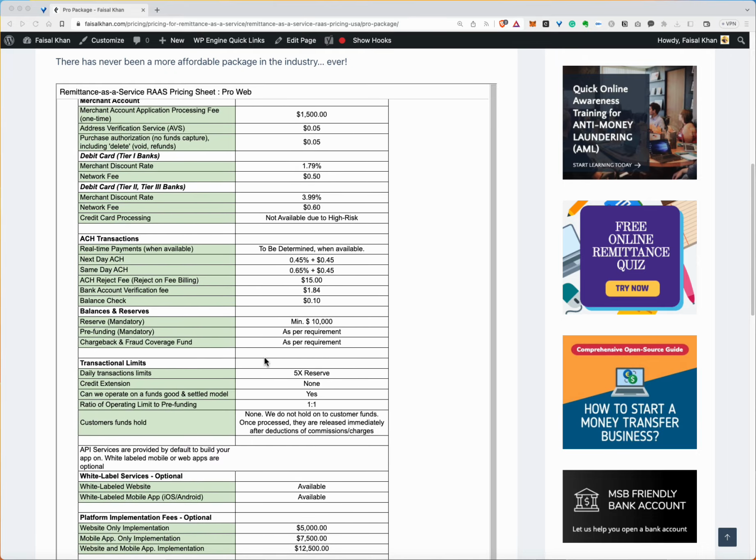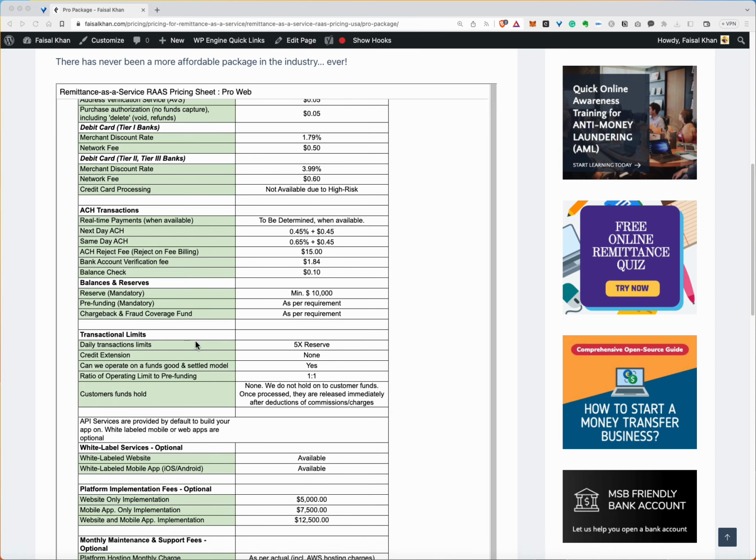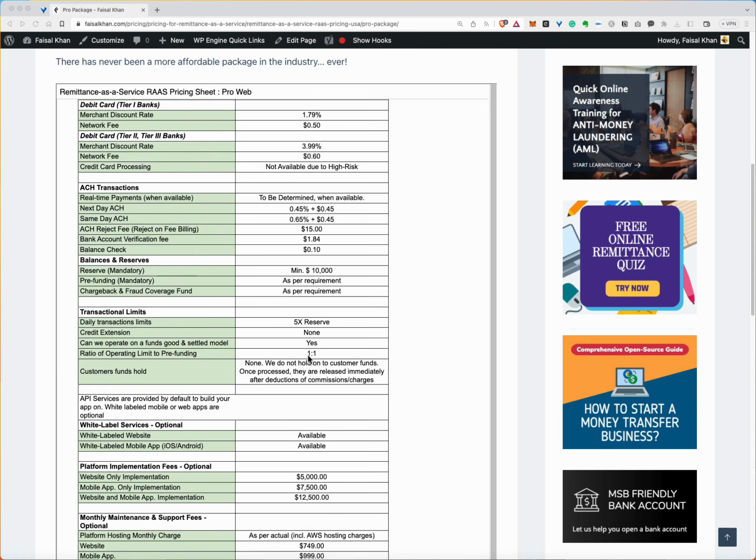Pre-funding, of course, since no one is going to fund their own money just to give you a RaaS service, you have to pre-fund. As per the requirement of the solution provider, it will be there. Chargeback and fraud coverage as per requirement. Typically, this is about 1 day's worth, or maybe $5,000 or $10,000 or $20,000 that they'll put over here. Pre-funding would be your limit. And the daily transaction would be 5 times the limit or 10 times the limit, what have you. Credit extension is none. No one wants to work on a credit model. Can we operate on a funds good and settle model?